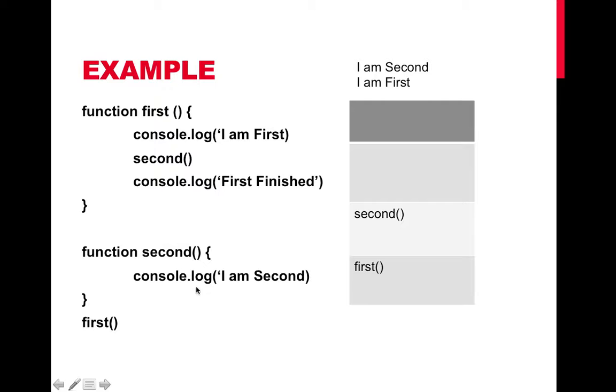And while second is running, it console logs I am second, and you could see that in the console. And when that's done running, second is then removed off the call stack. But first always remained on the call stack because it never finished running. It was waiting for second to finish running, so it was paused. And now that second is concluded, it console logs first finish, as you can see here, and then it's removed from the call stack itself.